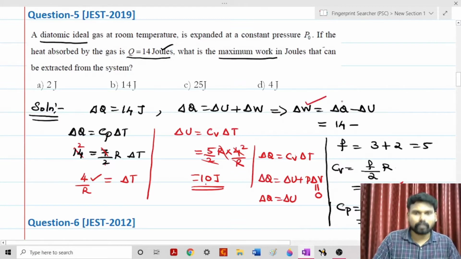Now we have to find the work done. What is work done? Delta Q, it is given, minus delta U, 10 joule. So 4 is the answer. 4 joule is the correct answer. So this is the correct answer.